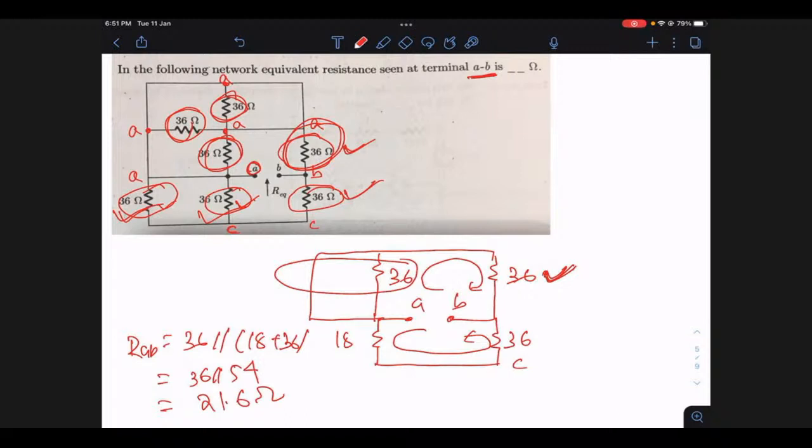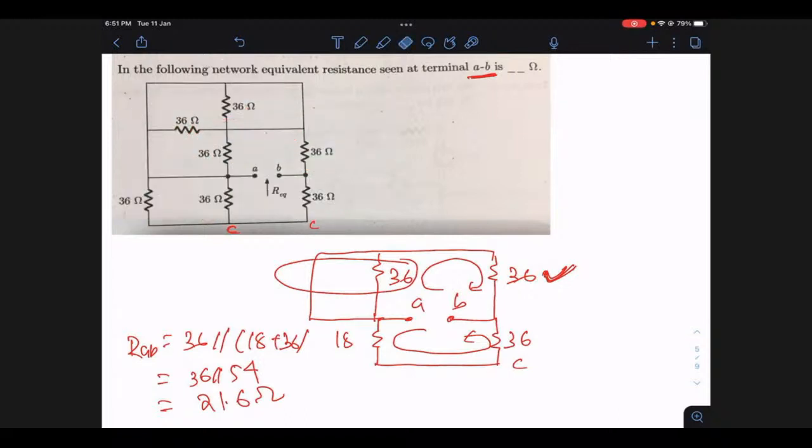I'm sure this is clear to all of you. So this is node A. Again, I'm just revising. This is also node A. This is also A. This is also A. This is also A. This is your B. This is your C. This is your C. This is your C.